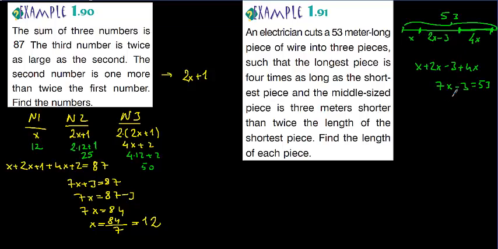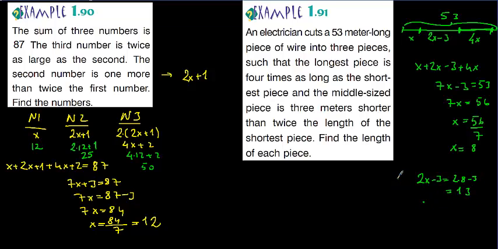So 7x is going to be equal to 56. x is equal to 56 over 7, so x is equal to 8. Okay, if x is equal to 8, find the length of each piece. I know x. What is 2x minus 3? 2 times 8 minus 3, 2 times 8 is 16, minus 3 is 13.